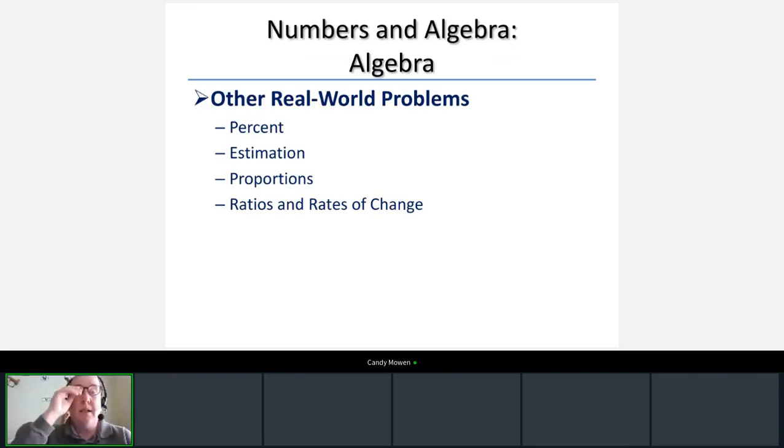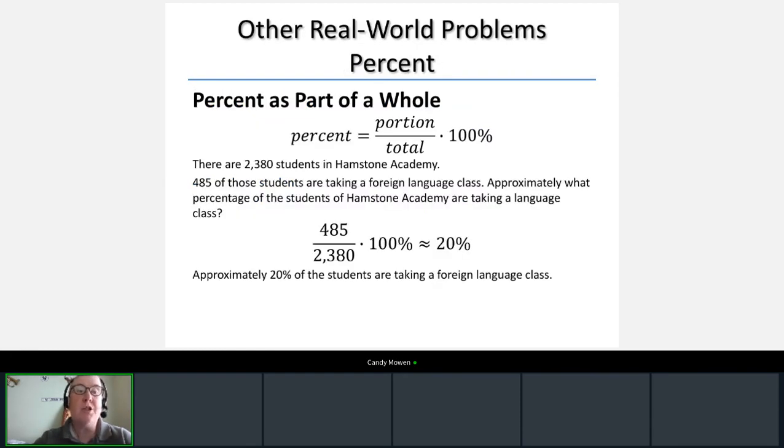What we want to look at is other real world problems that might use percent, estimation, proportions, ratios, and rates of change. A lot of businesses use different things for estimation and percentage. Percent, again, we talked about as part of a whole. Percent is equal to the portion divided by the total times 100. Let's look at an example here. We can relate to that.